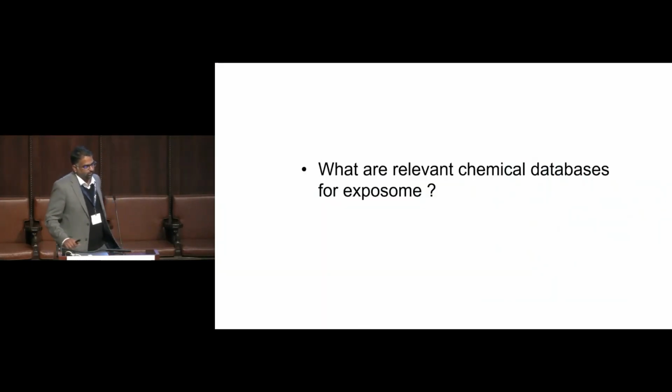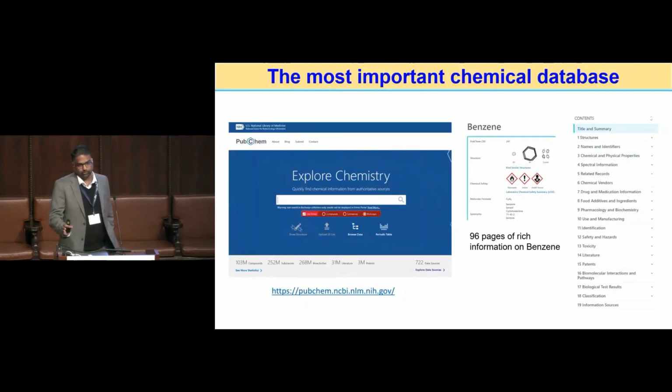So the last point of my talk is, what are relevant chemical databases for exposome? The most important is PubChem. And the PubChem database has evolved tremendously in the past decade. So over 100 million compounds are there. And now PubChem is collecting information about toxicology, metabolism, pathway, and becoming a great knowledge base.